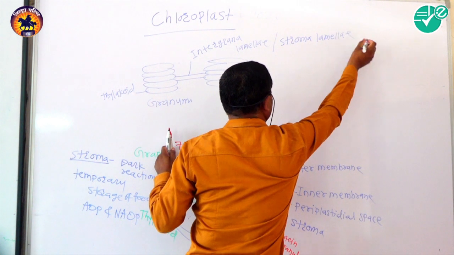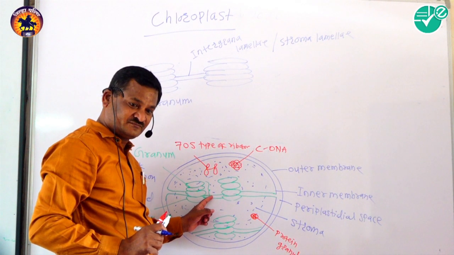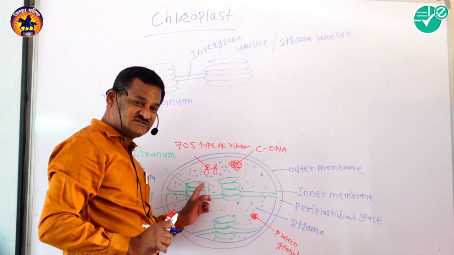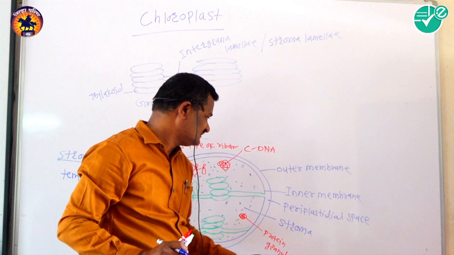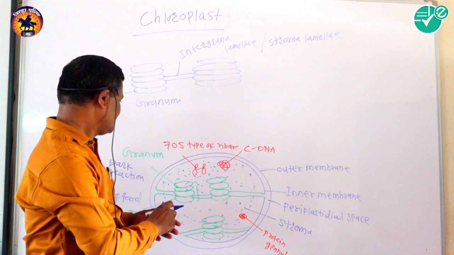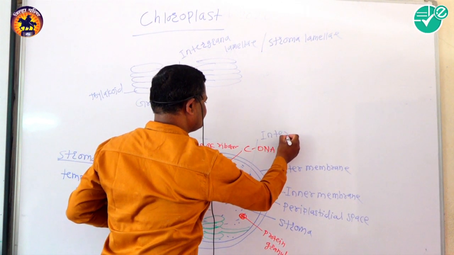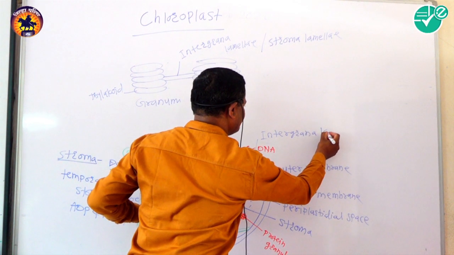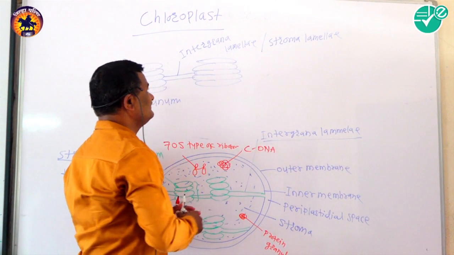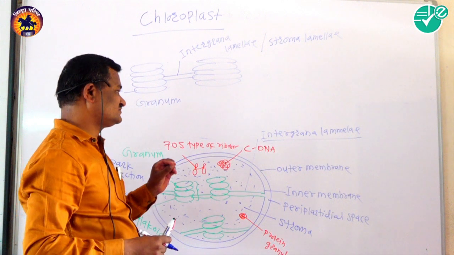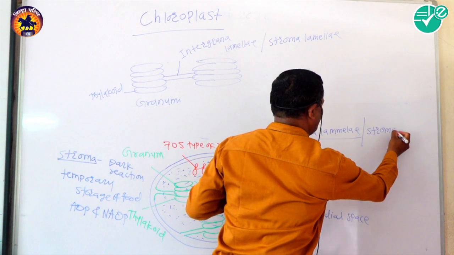What is intergrana lamella? The lamellae that connect two adjacent grana are called intergrana lamellae. Intergrana lamellae is also called stroma lamellae.